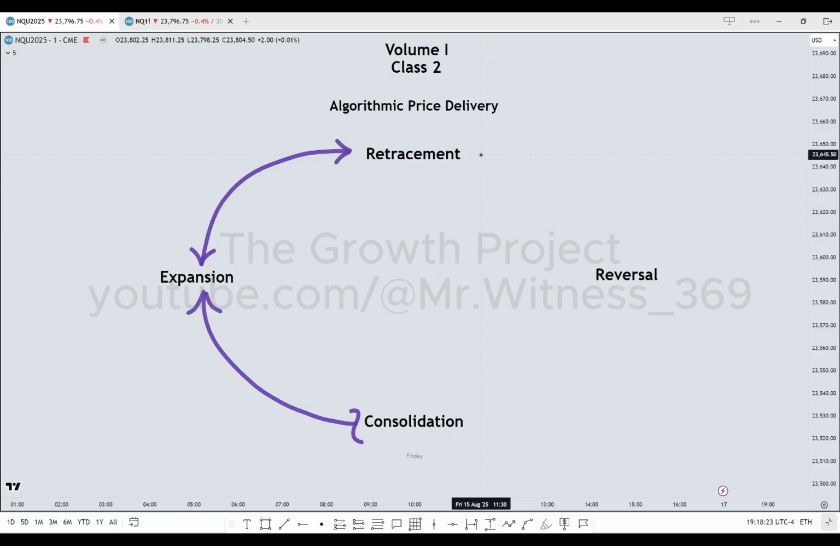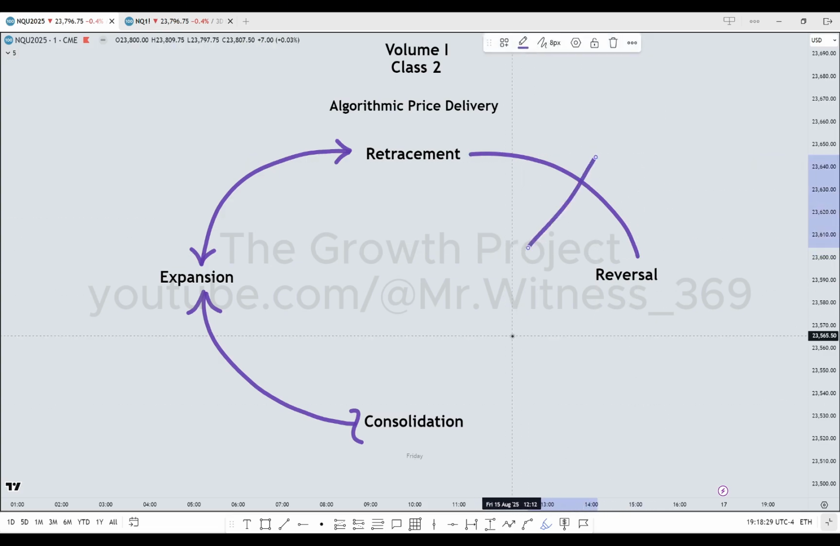Now, what I don't want to see and I don't expect to see is retracement to reversal. This is not what I expect to see. No bueno. And if you ever see a retracement to reversal, then that wasn't a retracement.